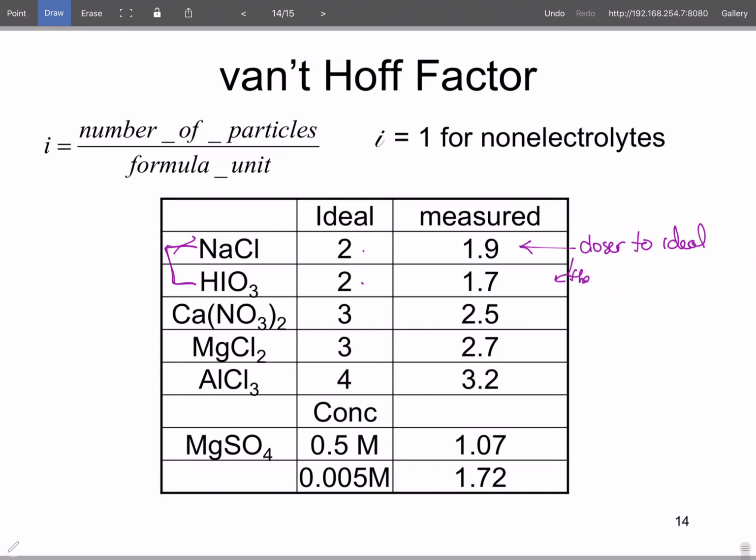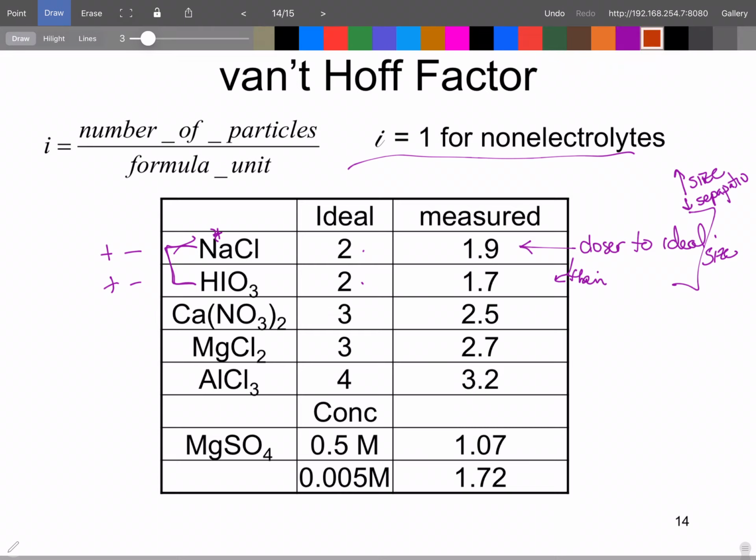The reason why is the charges are +1 and -1 here, and here they're also +1 and -1, so the charges are the same. The only difference here is we have a size problem. So what we find out is as size increases, there's less separation. This is what the Van't Hoff factor tells you. And the Van't Hoff factor is i, and it's 1 for non-electrolytes. So that's one factor.